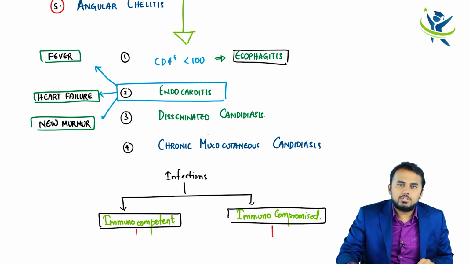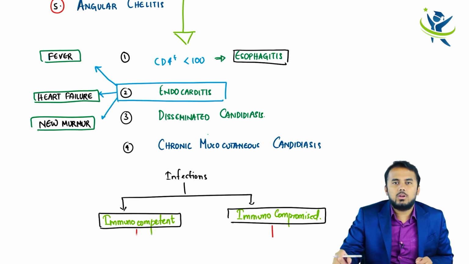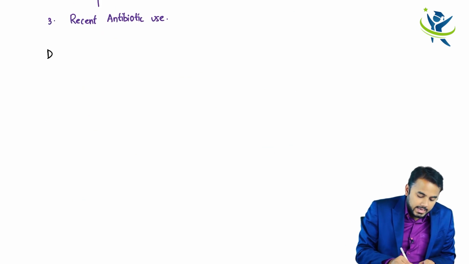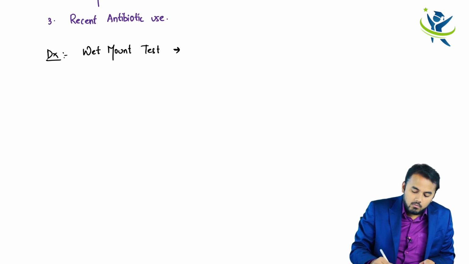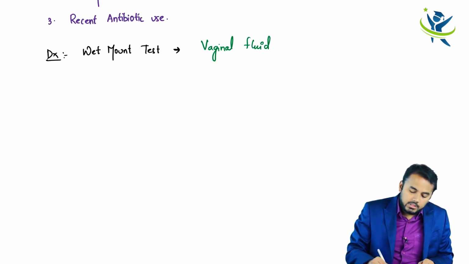When it comes to the diagnosis part, how do you diagnose this case? You diagnose this case based on a specific test called wet mount analysis. How are you going to diagnose them? You are going to diagnose by wet mount test. So in the wet mount test, what do you take? You take vaginal fluid, and within this vaginal fluid, you are going to find yeast, and you are also going to find pseudohyphae.